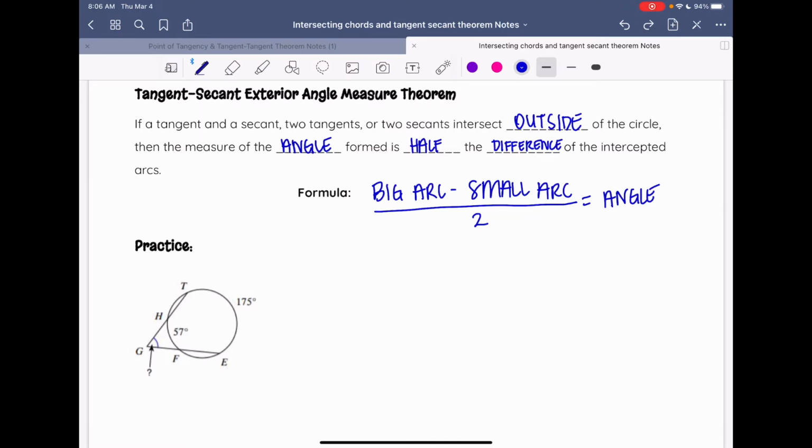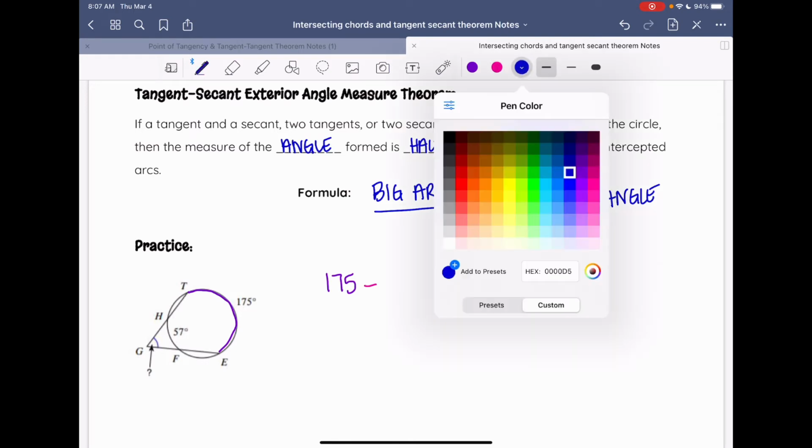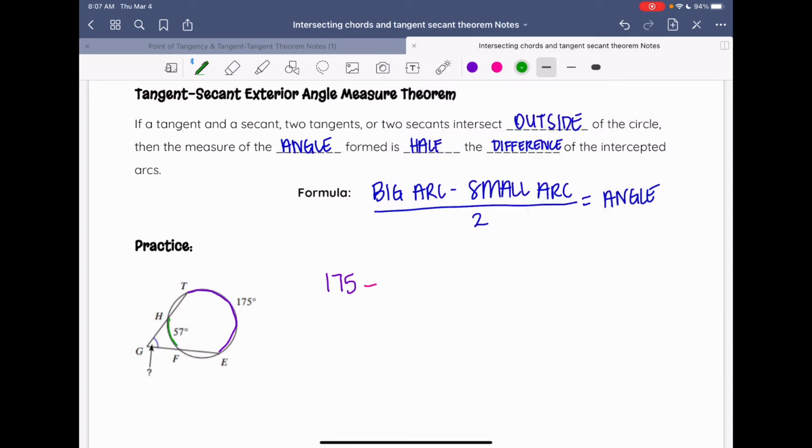If you look at this example down here, I have this bigger arc right here, this 175. So I'm going to start with 175. Then I'm going to subtract my smaller arc measure. My smaller arc is this little guy right here between my two secant lines. So I'm going to subtract 57 from 175, and then I have to take half of that to find my angle measure.